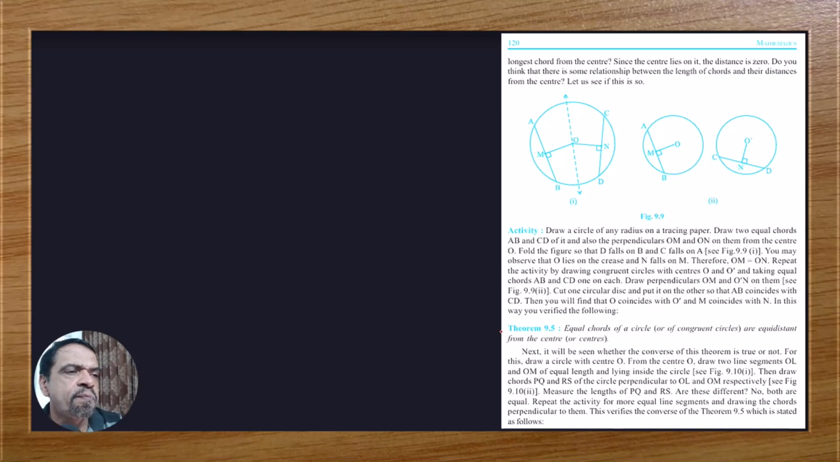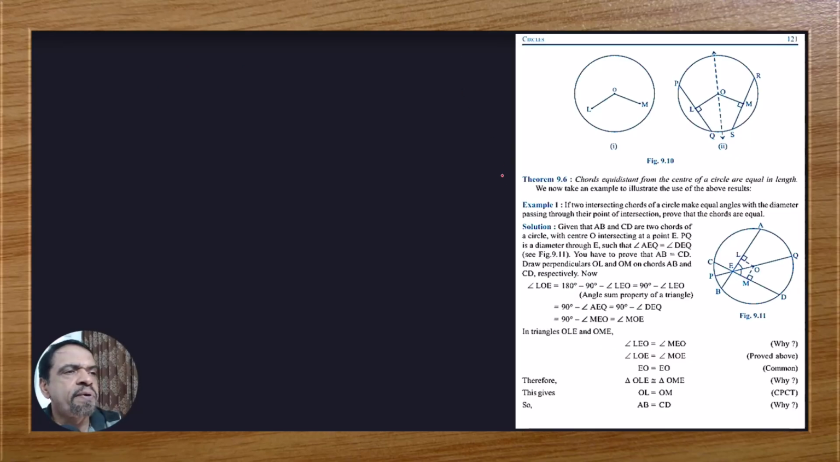Now see theorem 9.5: equal chords of a circle are equidistant from the center. Vice versa, equidistant chords are equal in length. This theorem 9.6 is just the converse: chords equidistant from the center of a circle are equal in length.